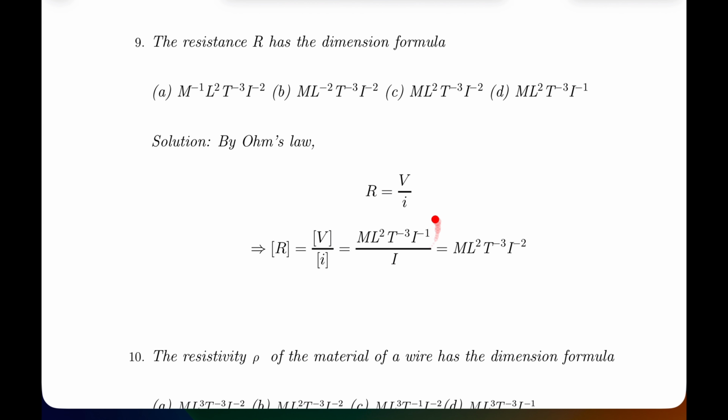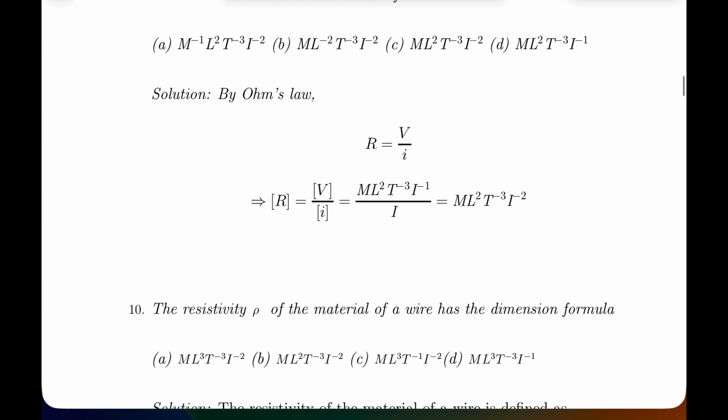So if you simplify this one, we get M L square T to the power minus 3, I to the power minus 2 for the dimensional formula of the resistance R. So if you compare this solution with the options given here, you see that the third option, C, is correct. Okay.